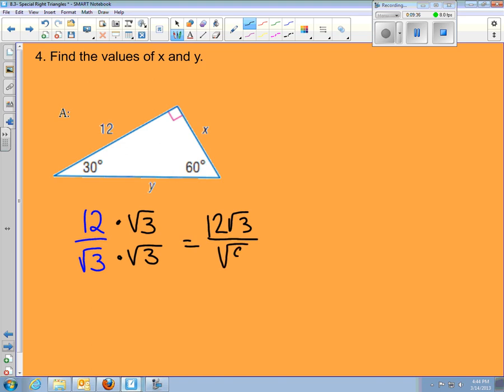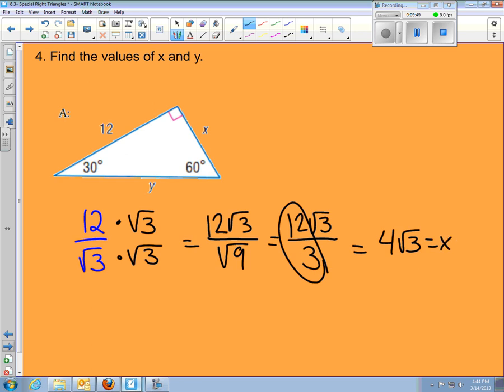And on the bottom, we're going to get square root of 9. That's going to simplify for us to 3. And simplifying one last step, we get 4 square root of 3 is equal to our short leg, x. I'm going to go ahead and just jot that up here next to their short leg.